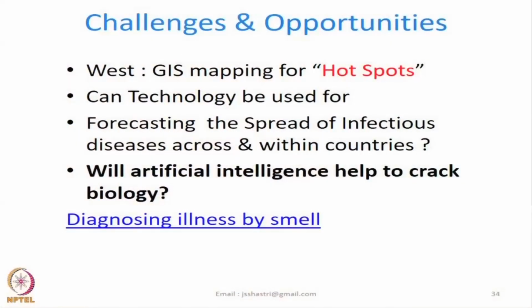So what are the challenges? Today, I don't know which infection is going to tap my door and enter my territory. Do I have any information about the hotspots in my own country of certain infectious diseases? Well, in the West, they are using GIS mapping for hotspots. So can we use artificial intelligence for forecasting infectious diseases?